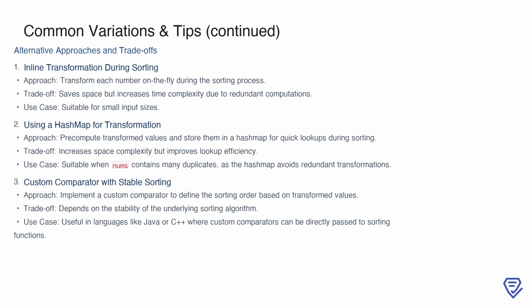Lastly, you could use a custom comparator with a stable sorting algorithm. This allows you to define the sorting order based on transformed values explicitly. The effectiveness of this approach depends on the stability of the underlying sorting algorithm. In languages like Java or C++, custom comparators integrate seamlessly with built-in sorting functions, making this a powerful alternative in those environments.